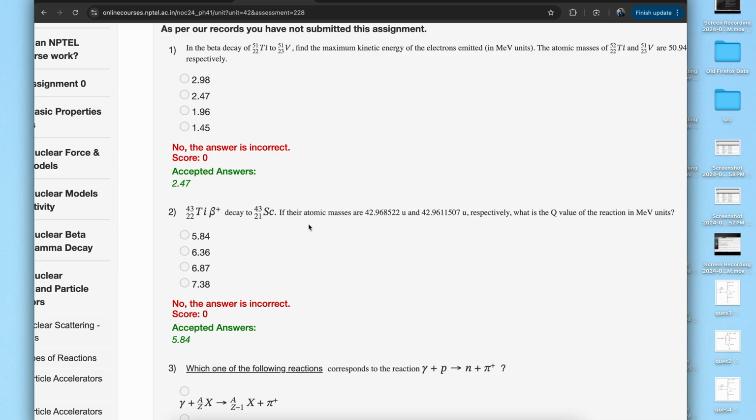Similarly, you can work out the beta minus decay. The Q value for beta minus decay in terms of atomic masses is just mx minus my, where mx and my are atomic masses.